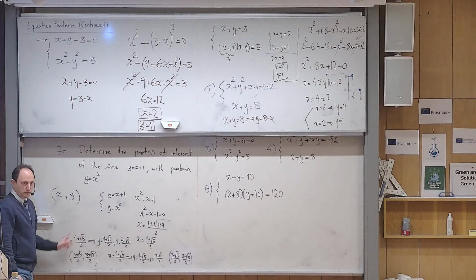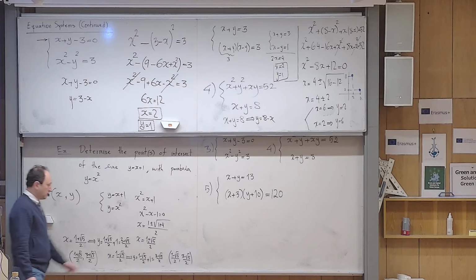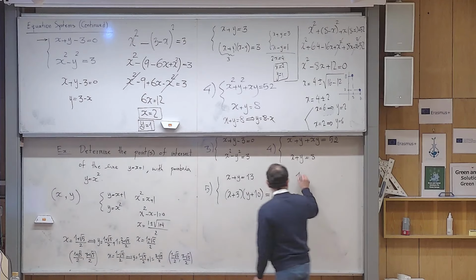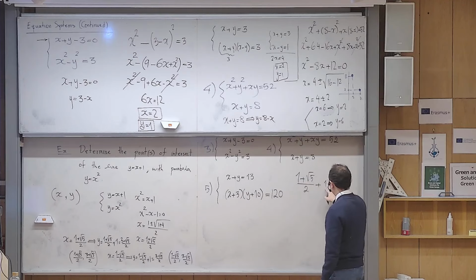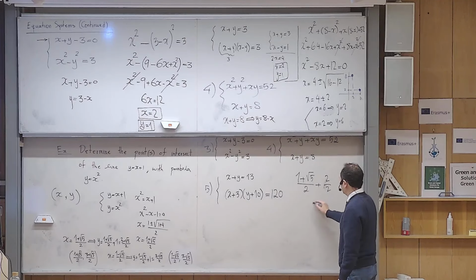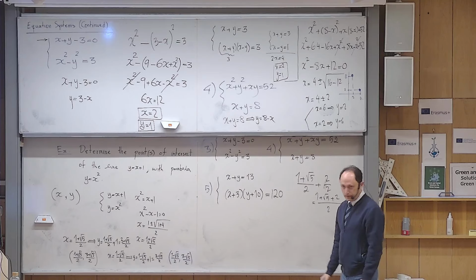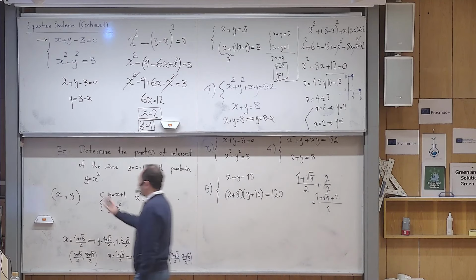Any questions here? Yes? How did you get 3 plus 2? So because here, when I have 1 plus the square root of 5 over 2 plus 1, this one can be written as 2 over 2. And now the denominators are the same, so I add 1 plus the square root of 5 plus 2, then 1 plus 2 is 3. Yes? Okay, but that was not my intention.